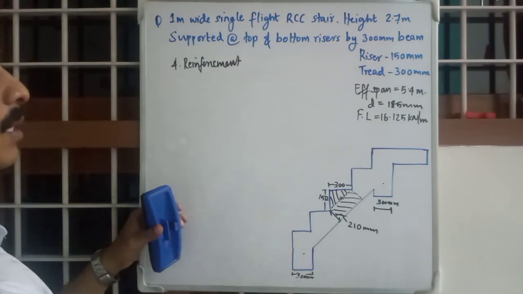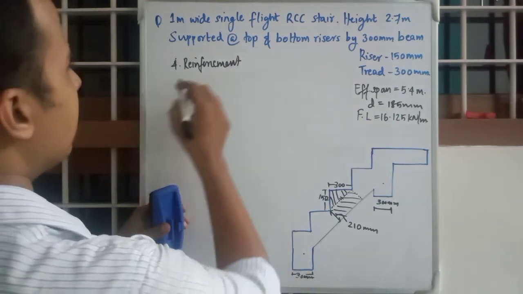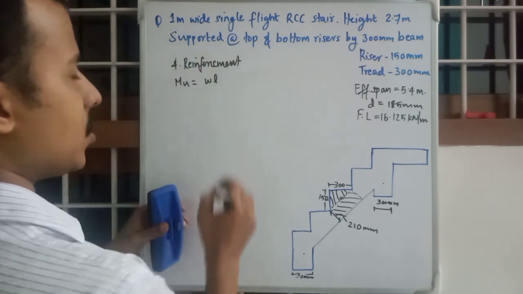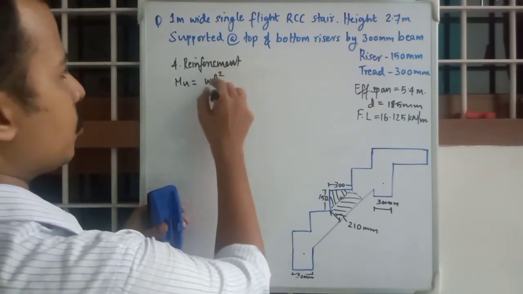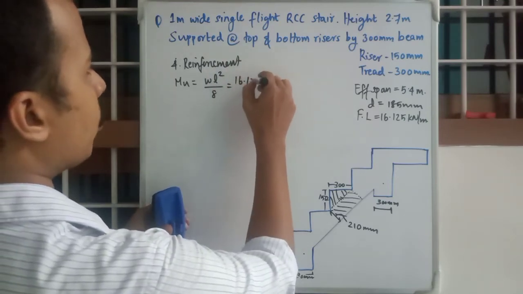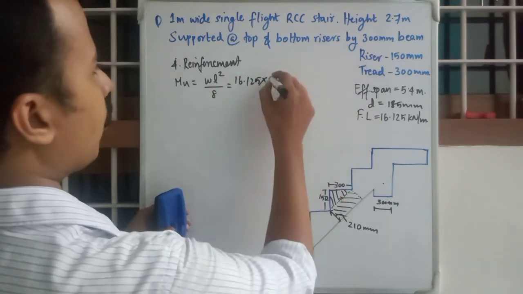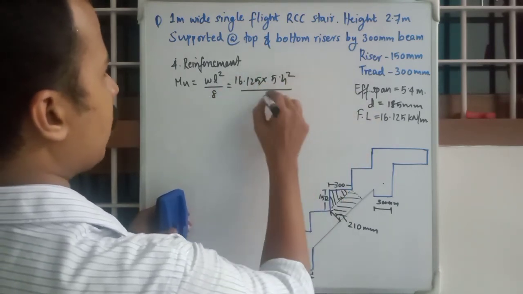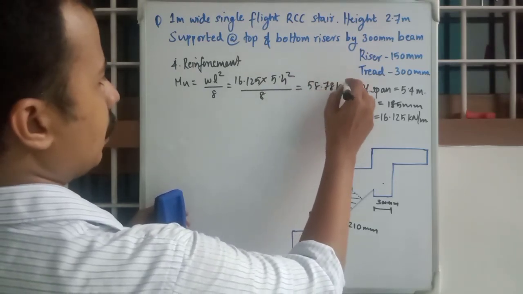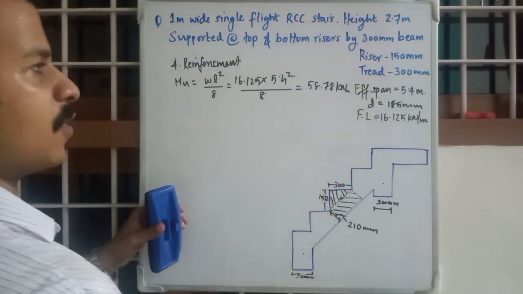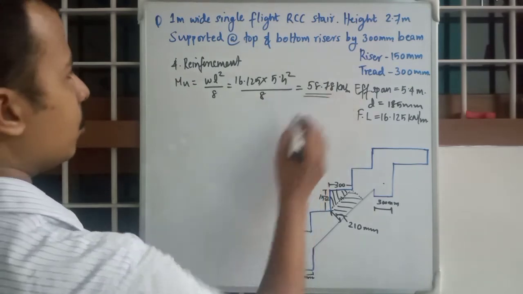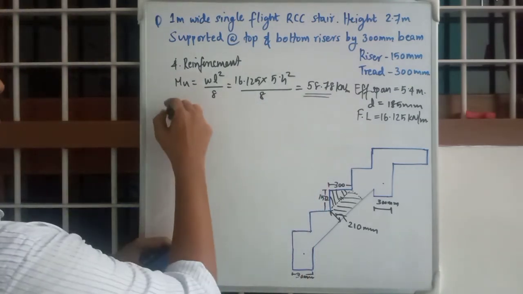Here also it is the same as a simply supported slab. For reinforcement we will need the bending moment. So Mu will be equal to, as it is simply supported, the usual equation WL square by 8. W will be 16.125, L will be 5.4 square divided by 8. You will get 58.78 kilonewton meter. So we have Mu, then Mu limit.